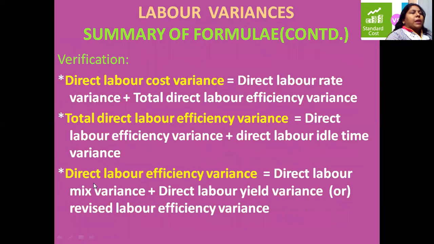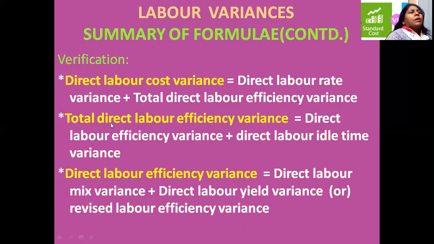Then verification. We can verify, like how we calculate the material cost variance, which is the summation of price and usage variance. Likewise, we can cross verify the answers, and in the same way we will verify the answers in the labor variances also. The verification formulas are here. Direct labor cost variance is always a summation of labor rate variance and labor efficiency variance. If you have both the answers, you can get the summation, that is your labor cost variance.